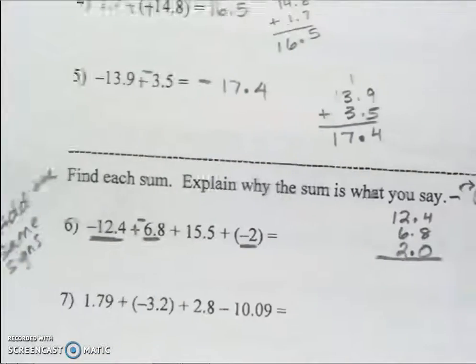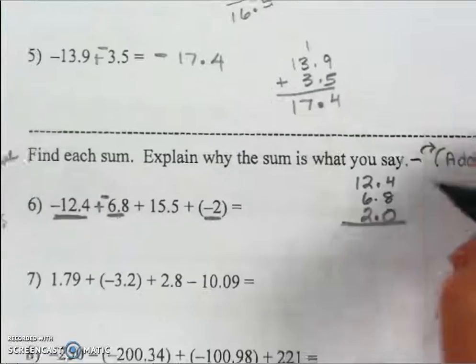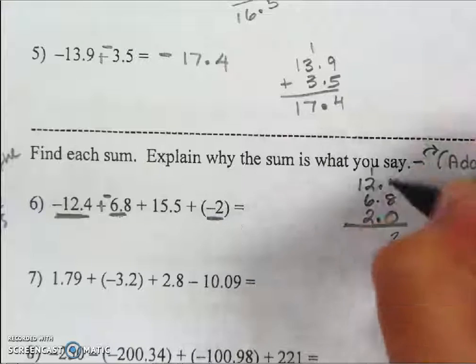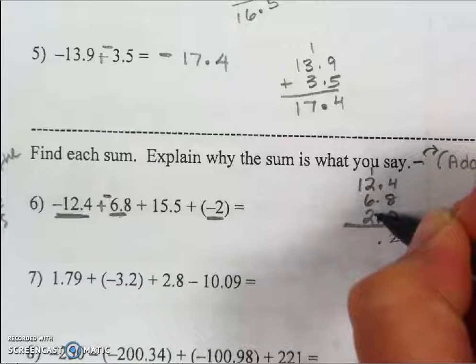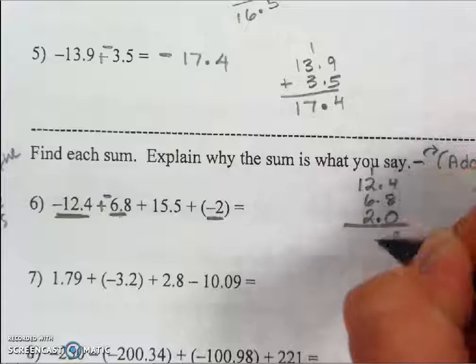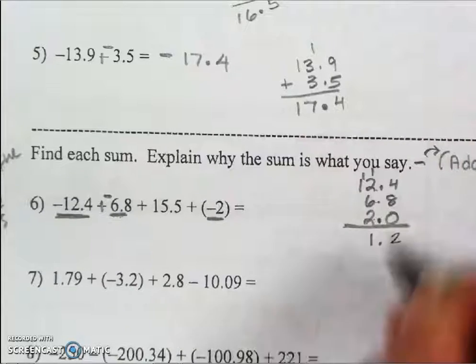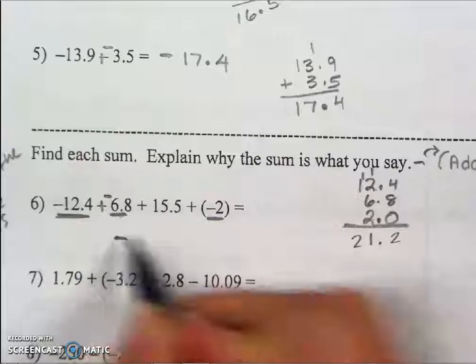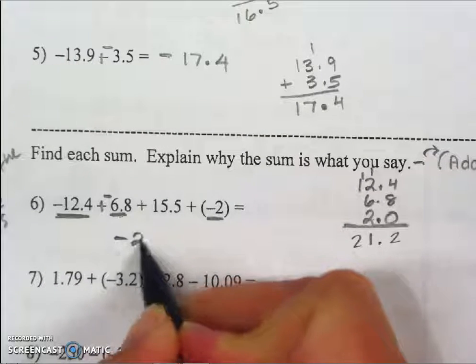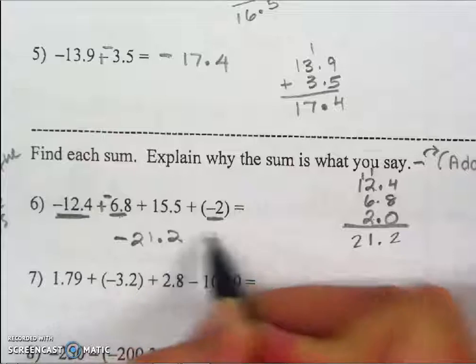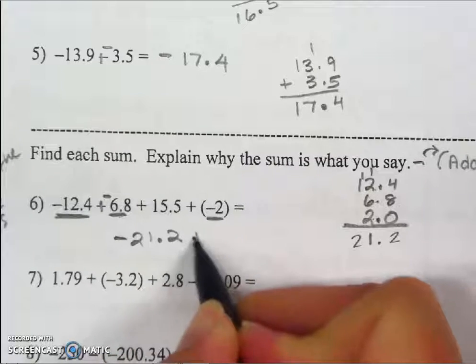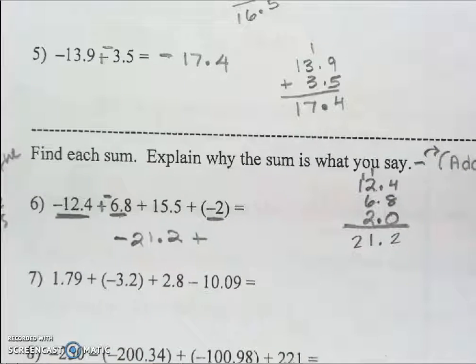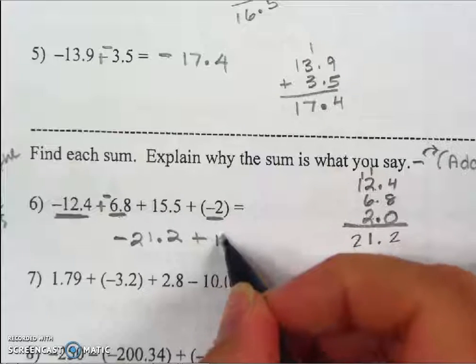All right, so let's look over here. 8 and 4 is 12. Carry the 1. Bring down the decimal. 6 and 2 is 8. 2 more is 10. 1 more is 11. Carry the 1. And 1 and 1 is 2. And so that tells me I had all of my negatives together made negative 21.2. And those are what's going to be added to that one little positive number left over there, 15.5.